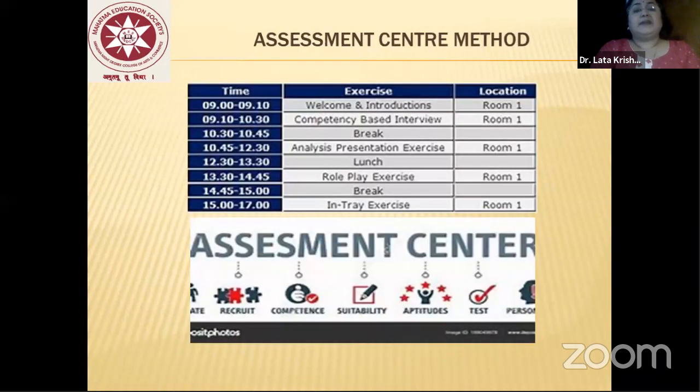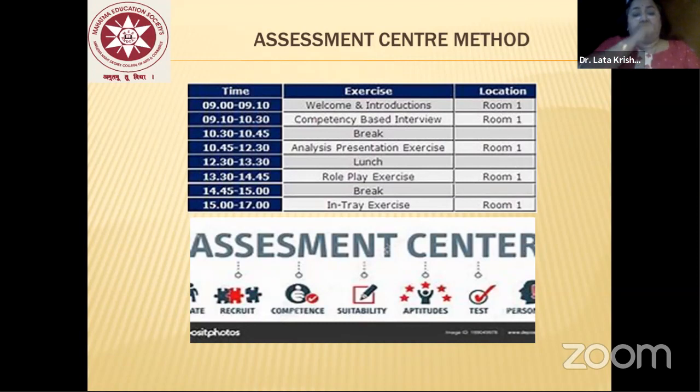So here is a typical example of the assessment center method, where a timetable or a schedule is put of how assessment center activities are done. It talks about welcome and introduction, competency-based interviews, and there is a break, and there is an analysis presentation exercise, and there is a lunch, a role play exercise, a break and intro exercises. All these are examples of assessment center methods.